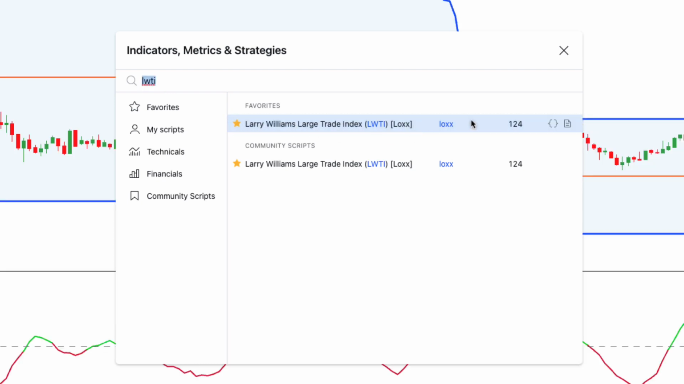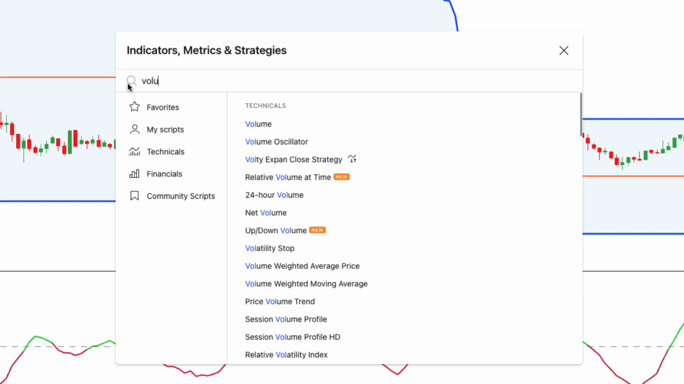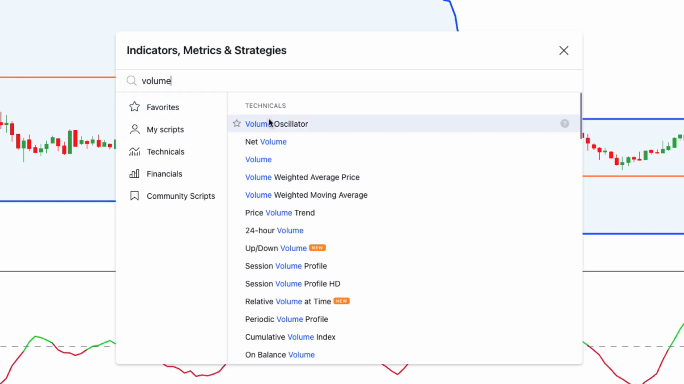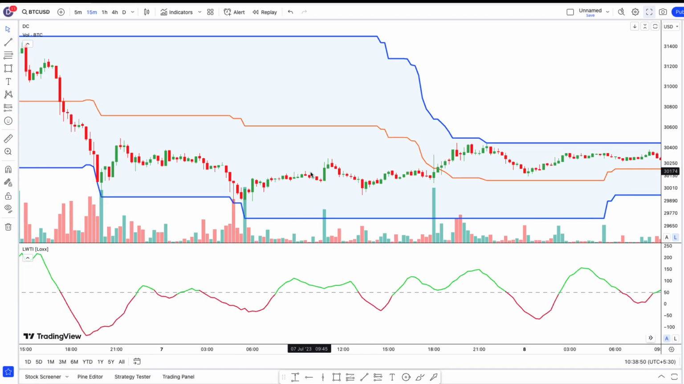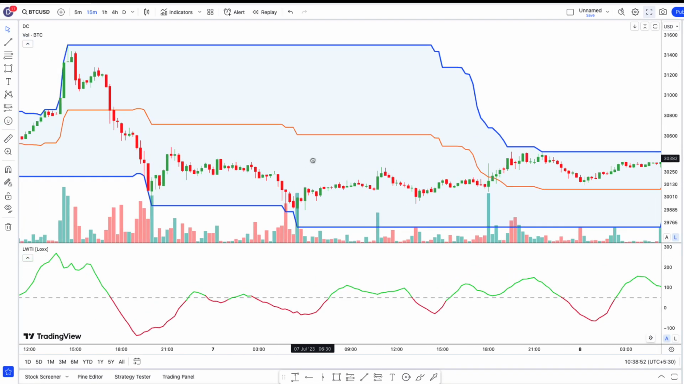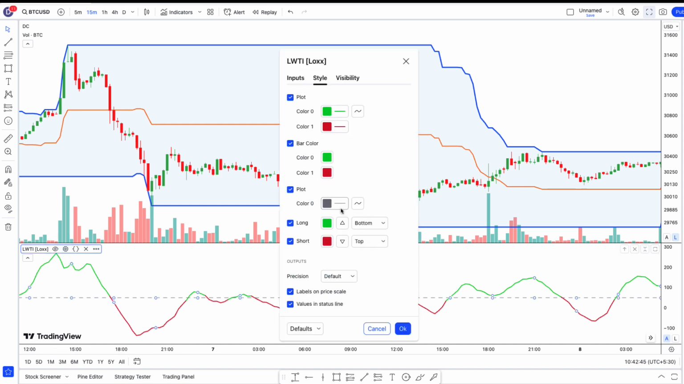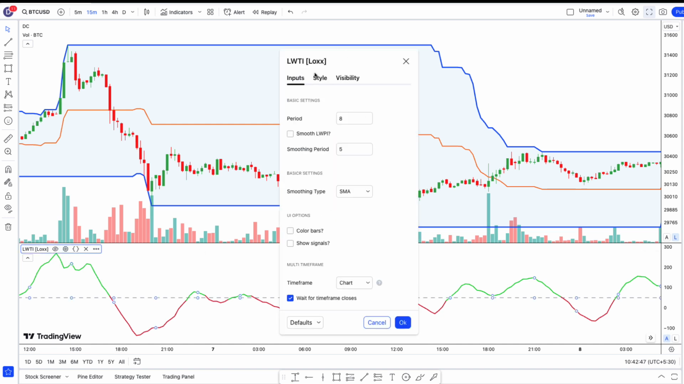The next indicator we will be adding to the chart is the Volume Indicator. Search for the Volume Indicator. Select the indicator made by TradingView and add it to the chart. Now, let's change the settings of the indicator. First, head over to the LWTI indicator settings and click on the Inputs tab.